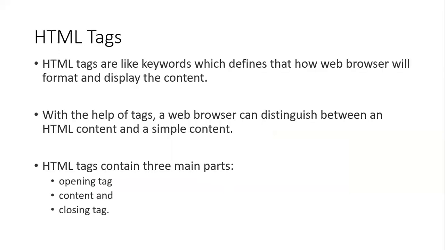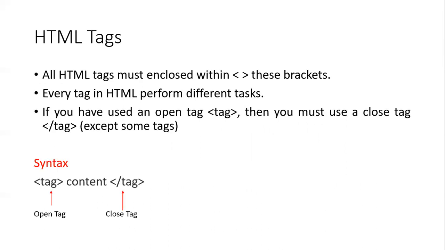So basically, tags are nothing but keywords that define how the web browser will format and display the content. These are keywords which are already known to the web browser. It understands the keywords and how they work, and based upon that, it is going to display the content. Now, majorly there are three parts in your HTML tag: the opening tag, the closing tag, and between them we have the content. So here you can see the syntax of how it will be represented.